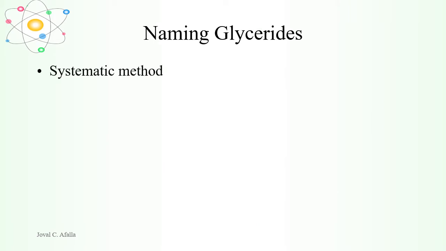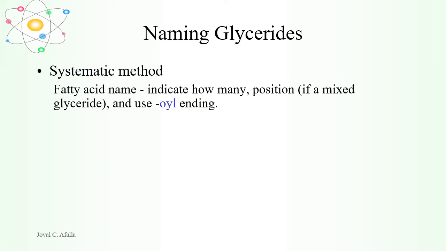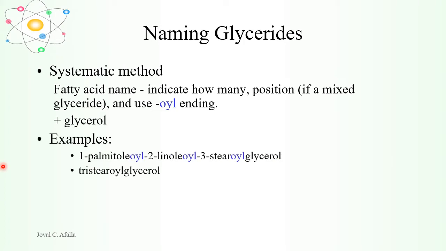Okay. So how are glycerides named? The systematic way is to indicate the fatty acid name, but using the oyl ending, indicating that this is now just the acyl group of your carboxylic acid, if you recall your organic chemistry, and then just add glycerol, which is our parent alcohol. So for example, 1-palmitoleoyl, 2-linoleoyl, 3-stearoyl glycerol.